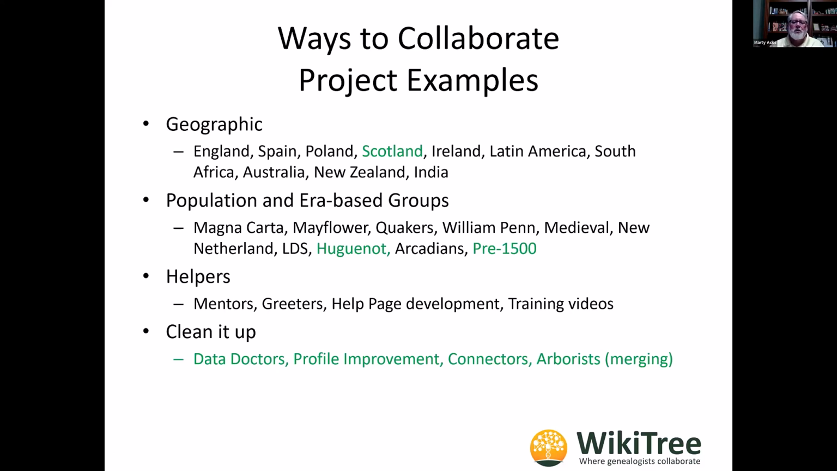You also have population and era-based groups. So there's a medieval group, and there's New Netherlands that focuses on the New Netherlands. I do have one Huguenot, a Bondurant, I think that's the right pronunciation, and he's from Virginia. So give me a buzz if we're related. And then pre-1500, I'll talk about that a little bit more later.